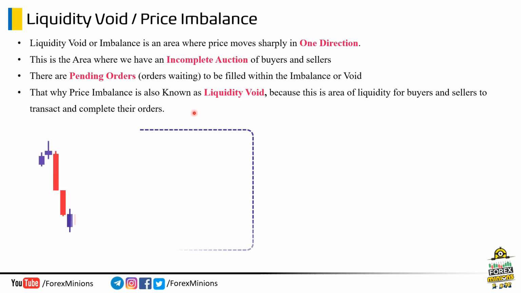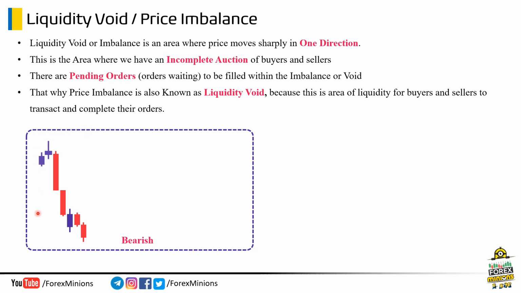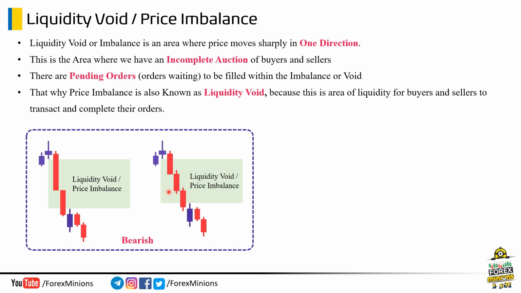Now, how do liquidity voids and price imbalance look? Let's discuss it schematically. Here, the market moves from this candle to this candle very sharply to one side. Now if we start noticing from this candle wick to this candle wick, this one-sided move is a price imbalance or liquidity void. Similarly, these are two candles, and if the market makes three candles then? Well, the number of candles doesn't matter. We will notice only that area or zone where the market moves very fast in one-sided direction; that zone is simply known as liquidity void or price imbalance.